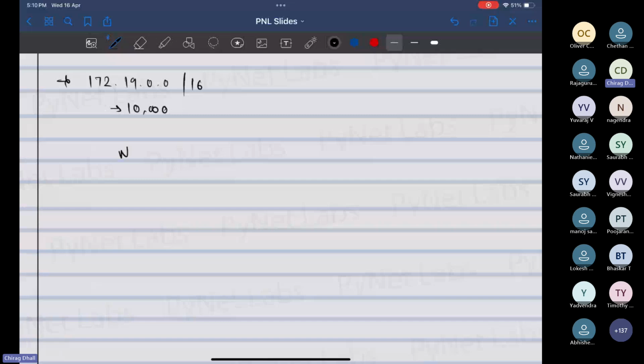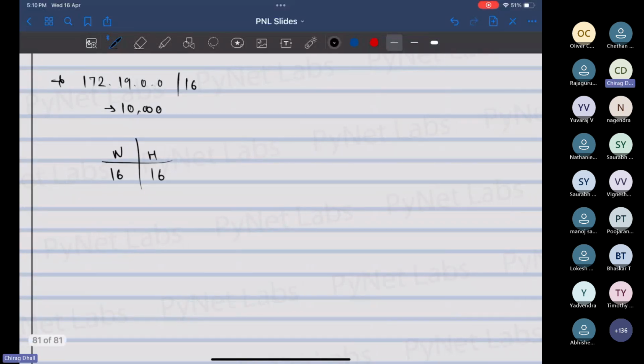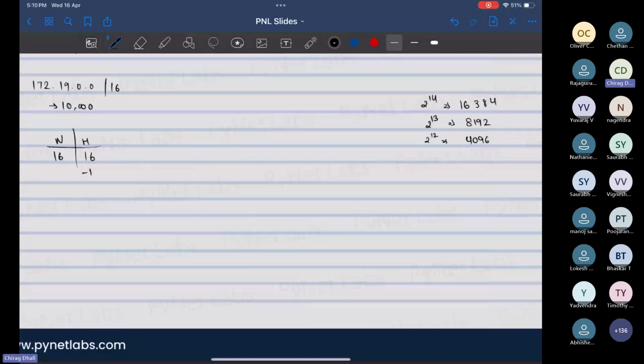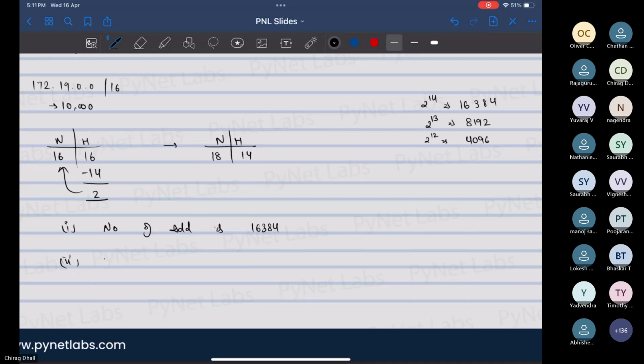So the default distribution of bits is 16 and 16. Out of the 16 host bits, I require 14. 2 bits are extra, I'll give it to the network part. My network part will now become 18. Host part will become 14. Number of addresses: 16384. Number of networks: 2 raised to the power borrowed bits, that is 4.